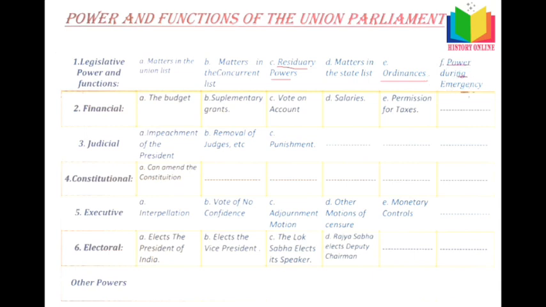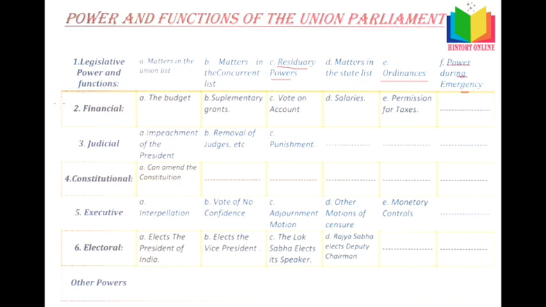The next point is power during emergency. When there is a total breakdown of the constitutional machinery in a state, an emergency is declared in that state. During the period of emergency, the parliament becomes the legislature in the state concerned and assumes all the powers, including the financial powers of passing the state budget. So these are some of the legislative power and functions of the Union Parliament.